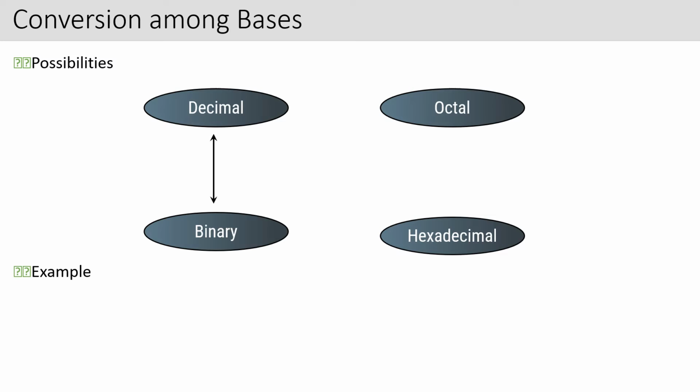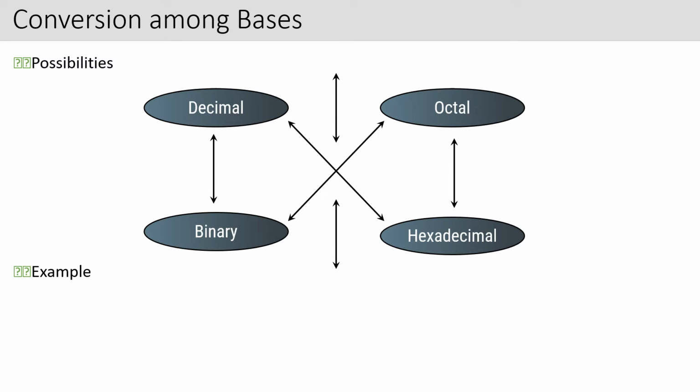We are having decimal. Now, the question arises: can we convert a decimal number to binary and binary to decimal? Yes, it can be converted. If you can see with this arrow, I have marked both sides. That means you can convert a decimal number to binary, as well as a binary number to decimal. Then vice versa is also possible.